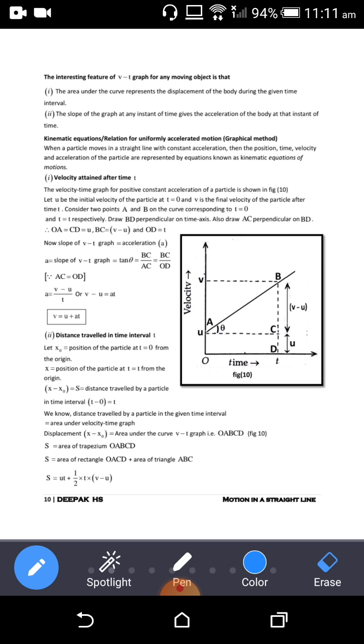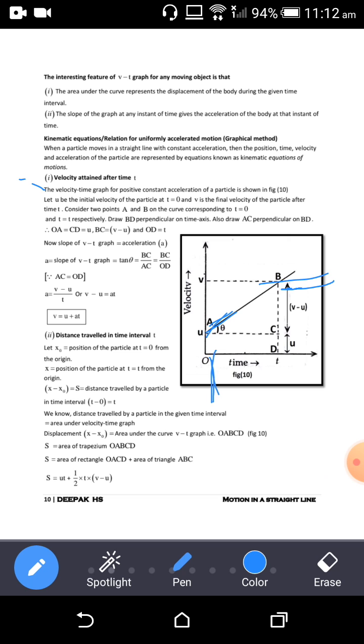See, what we have done is we have just taken a velocity time graph for a positive constant acceleration. Let u be the initial velocity of the particle at time t is equal to 0. So at time t is equal to 0 itself, you can see that the body has some initial velocity. That initial velocity is denoted by u and the final velocity is taken to be v. You can see in the figure there.